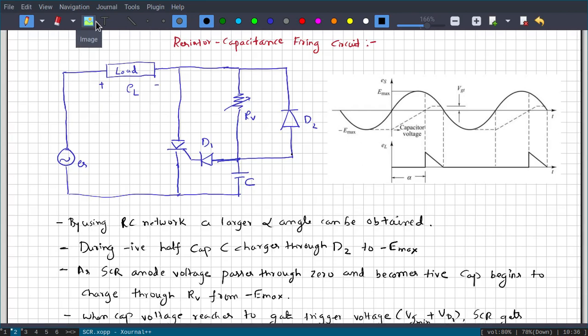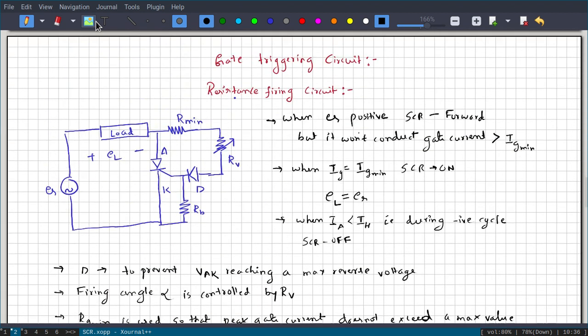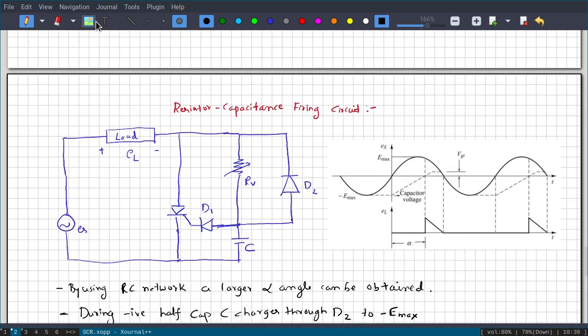In the last video lecture we studied the resistance firing circuit. So SCR firing circuits we were studying, and we discussed the resistor firing circuit or resistance firing circuit. So this was the circuit we discussed. Now the next type of triggering circuit is the resistance capacitance firing circuit.